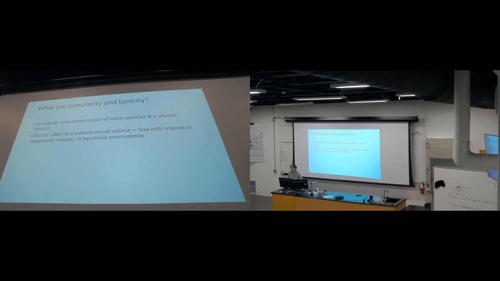And what is osmolarity again? It is the concentration of solutes, particles, in a solution. Typically it is measured as moles per liter. And in the case of our body, we use milliosmoles, which is a thousandth of a mole. Why? Because our concentration of solutes is minute, but still very important. And then tonicity is the effect of a solution on cell volume.